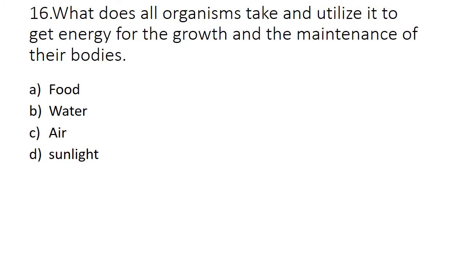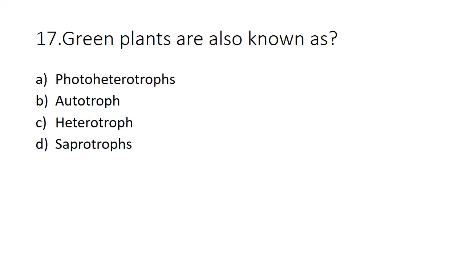So the correct answer is option A, food. Food is important for the growth and maintenance of the bodies of all organisms. So now we will move on to the next question. So the 17th question is: green plants are also known as A. Photoheterotrophs, B. Autotrophs, C. Heterotroph or D. Saprotroph. This already I have explained. So the correct answer is option B.